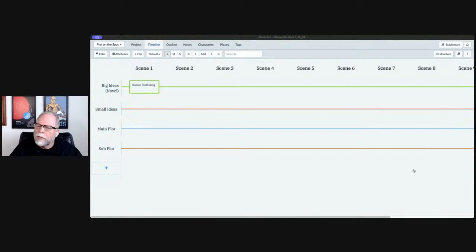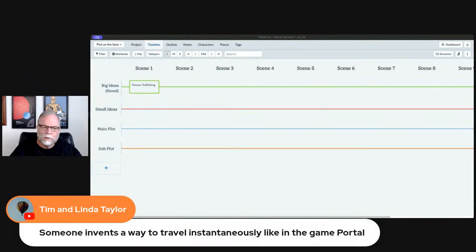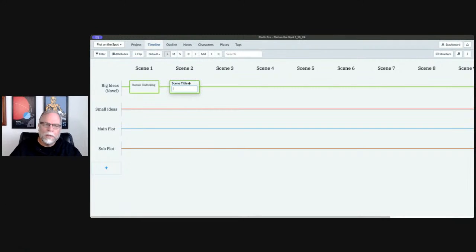Someone invents a way to travel instantaneously, like in the game Portal. Instant travel. Awesome. Okay, let's try that one. We'll add that one: instant travel like a gaming portal. Now you'll forgive me, there are probably going to be a few typos because I'm typing fast as we go through this. Okay, that's another awesome idea. Anybody else got an idea?